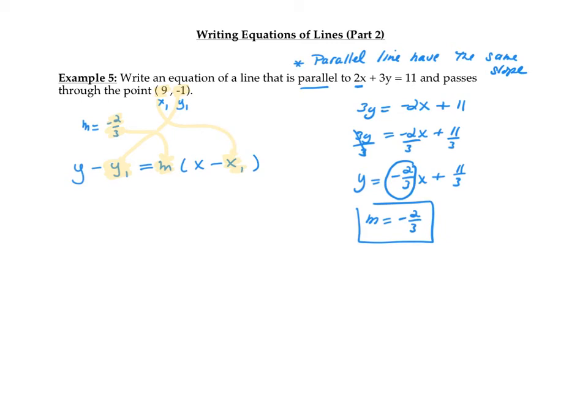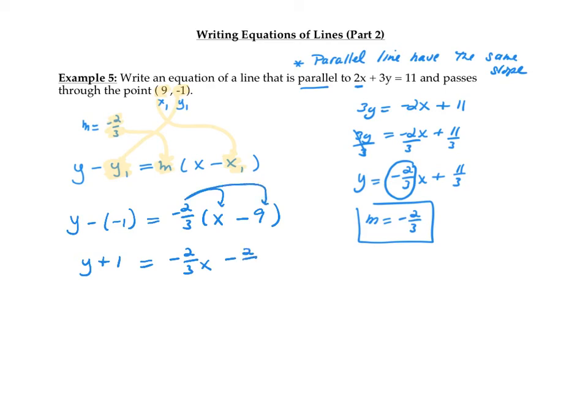Okay, so a few arrows going around. So I have y minus my y1, which is negative 1, equals m, that's our slope, negative 2/3, times x minus x1, which is 9. Okay, so once you plug in everything, now you want to simplify. y minus a negative 1 becomes y plus 1. Negative 2/3 times x is negative 2/3 x. And negative 2/3 times negative 9, we're going to have to simplify.